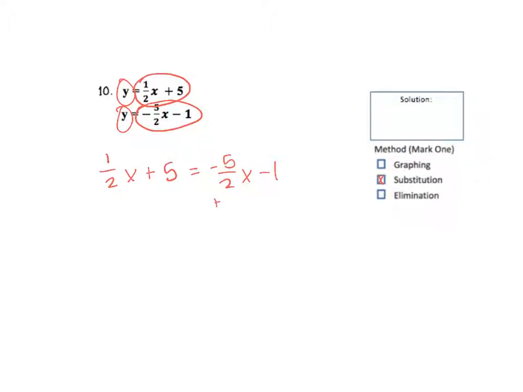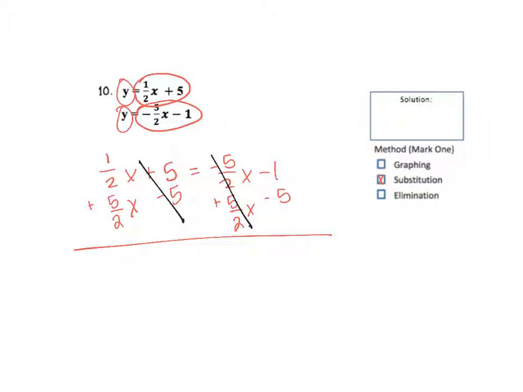I'm going to add 5 halves x to both sides. And I'm going to subtract 5 over here. So that will cancel here and cancel here. And that'll leave me with, that's 1/2 plus 5 halves gives me 6 halves, which is the same as 3. So 3x is equal to -6. Then I'm going to divide by 3, and that will leave me with x is equal to -2.